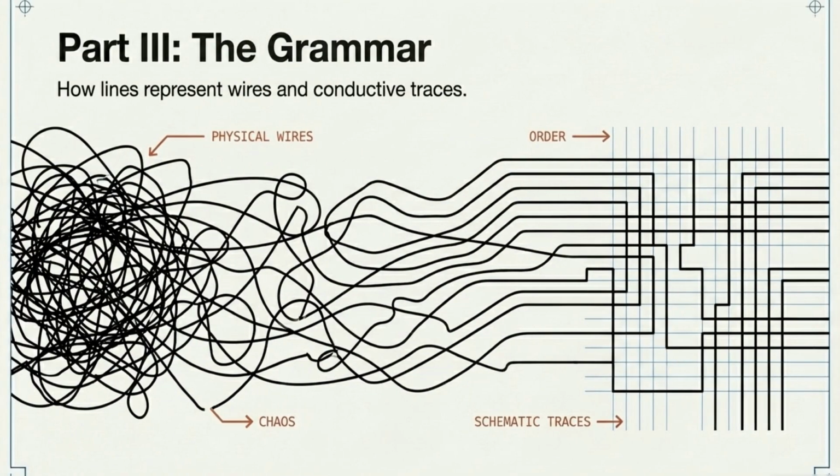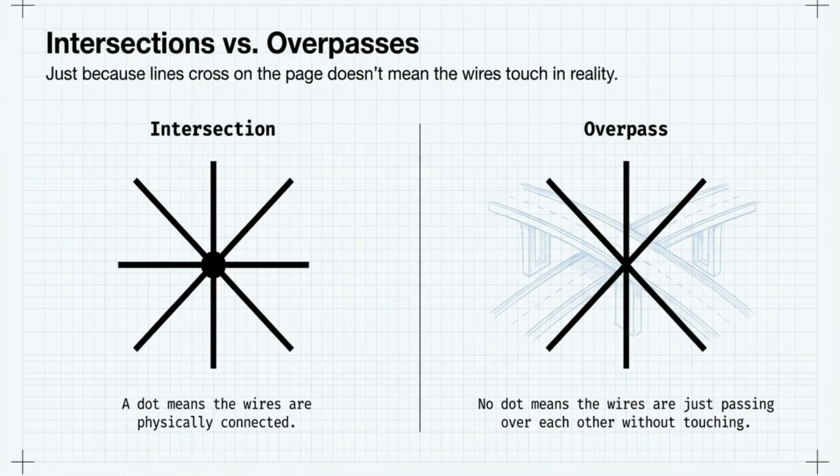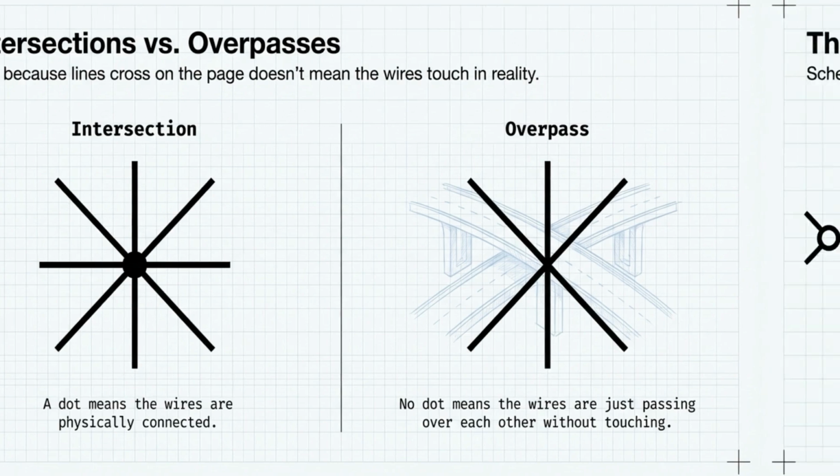Part 3 is the grammar, how lines represent wires and conductive traces. Physical wires can look chaotic, but schematic traces bring order, showing the connections clearly. It's important to differentiate between intersections and overpasses. An intersection, marked with a dot, means the wires are physically connected. An overpass, with no dot, means the wires pass over each other without touching.